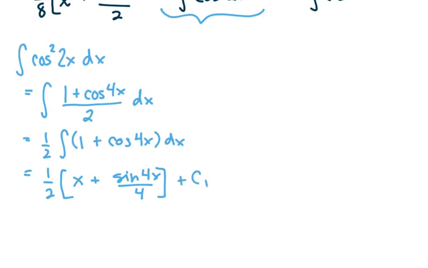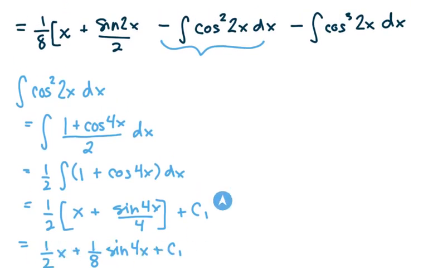Since I'm going to have multiple integrations and multiple c's, I'm going to call this c sub 1. So distributing that 1/2, I have 1/2 x plus 1/8 of sine of 4x plus c sub 1. This value can go right in here for that integration. So this at the bottom that I've just calculated, the 1/2 x plus 1/8 sine of 4x plus c sub 1, that's equal to the integral of cosine squared 2x.